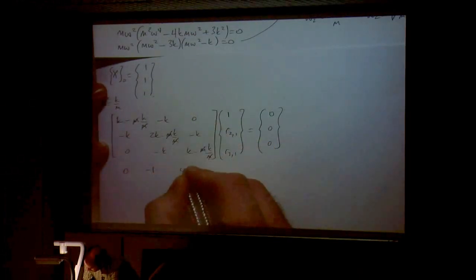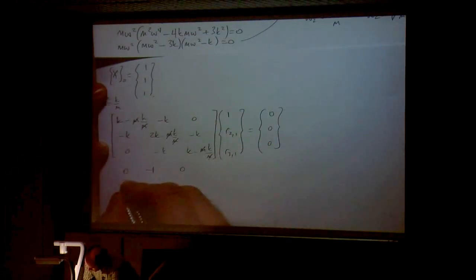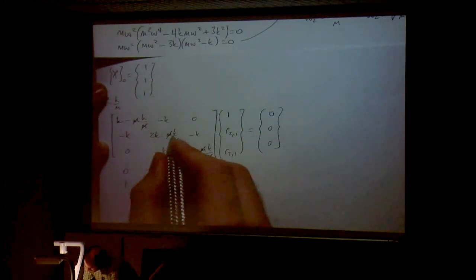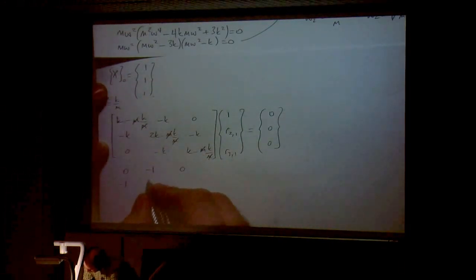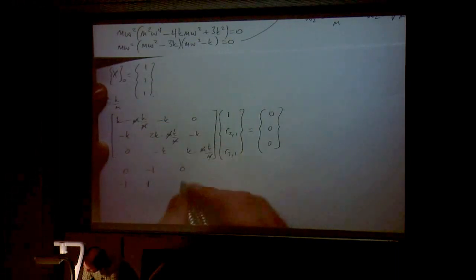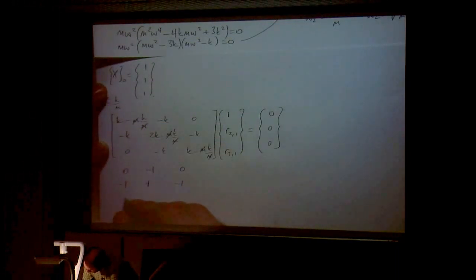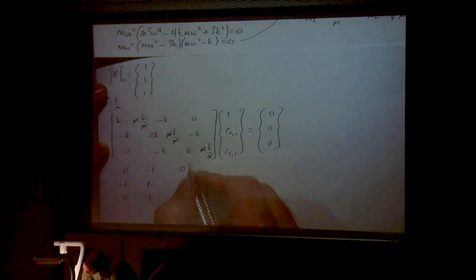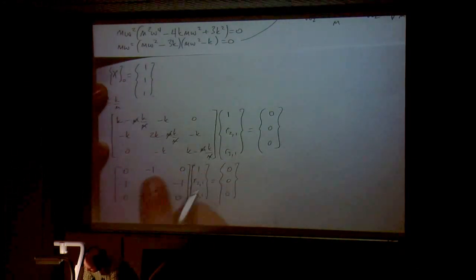We've got a 0 there. We've got a minus 1 here. 2k minus k, well that's going to be k, so that's just 1. Here we've got a minus 1. Here we've got a 0, minus 1 and a 0. So the first equation is minus R21 equals 0.